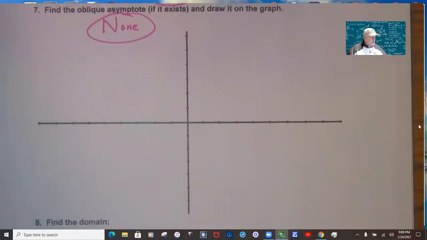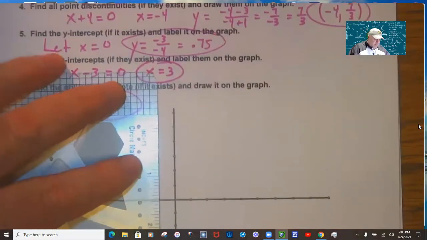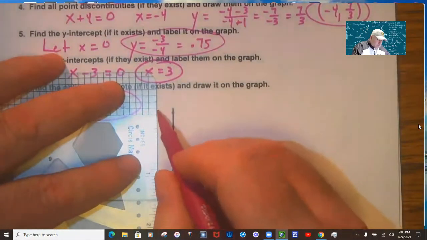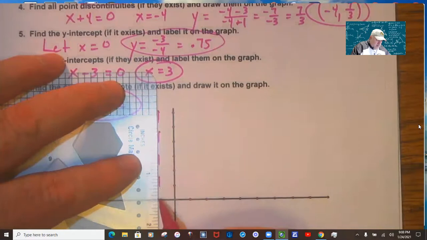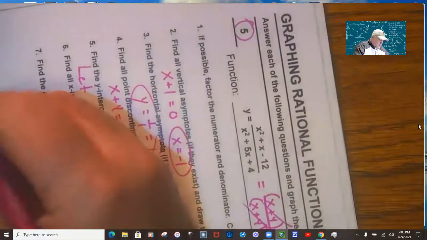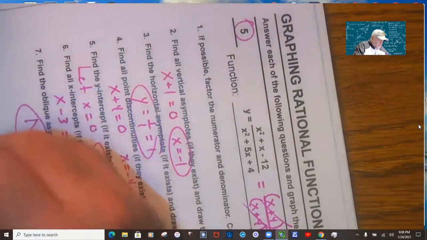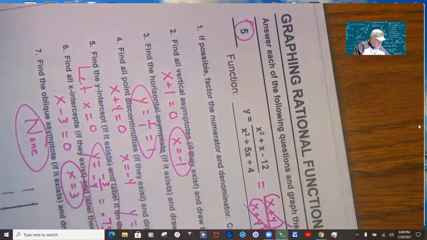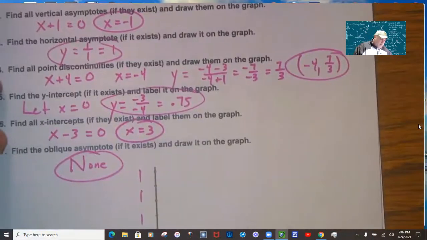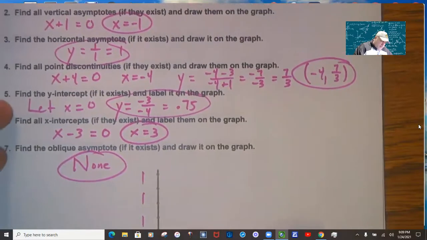Okay, so we're ready to draw. And looks like we'll start off with -1. Remember, the asymptotes are not part of the graph. They're just a boundary. And then 1. And then you're going to put 3 other things in after the asymptotes. You're going to put the intercepts. So 3/4. And then 3.